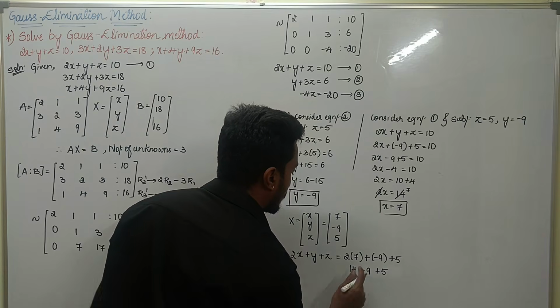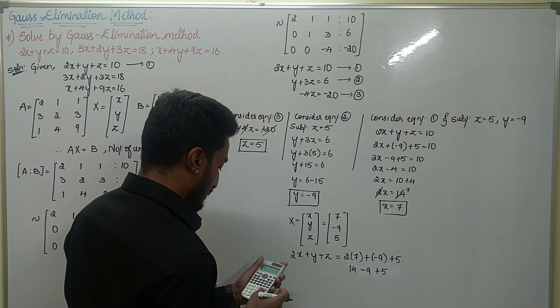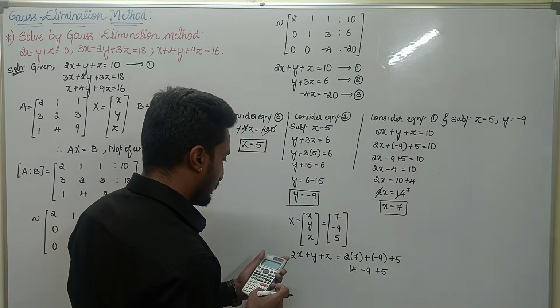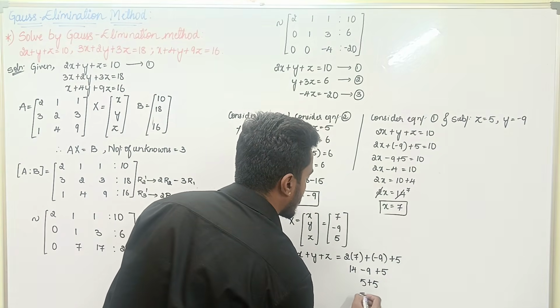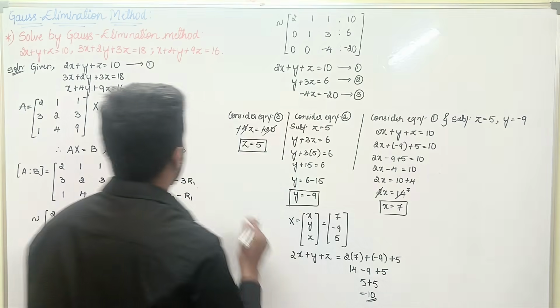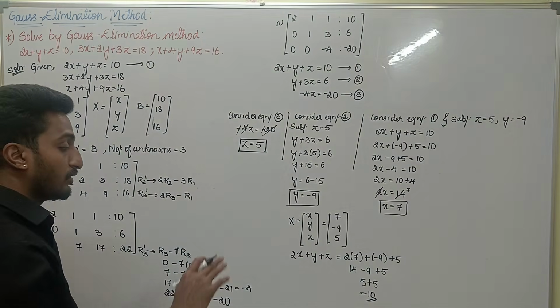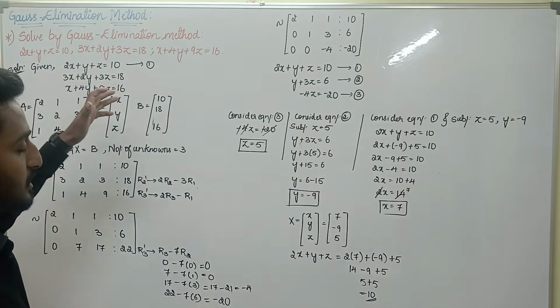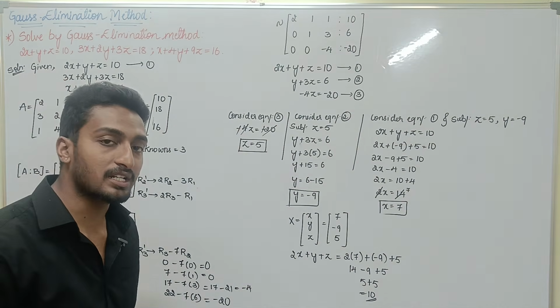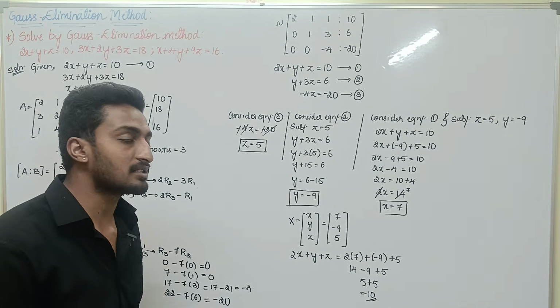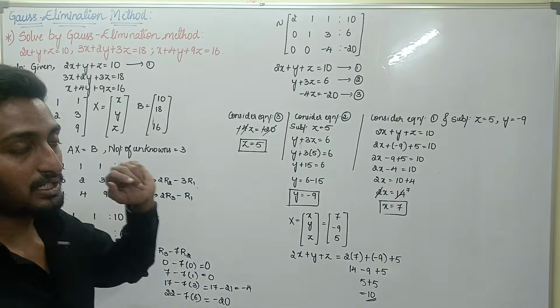What is the value? 14 minus 9, we get 5. 5 plus 5, which is equal to 10. LHS equal to RHS. If all these three equations, the given linear equations, are satisfied, then we call it the Gauss elimination method.